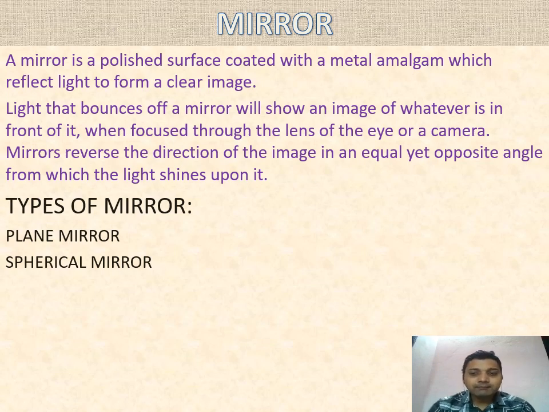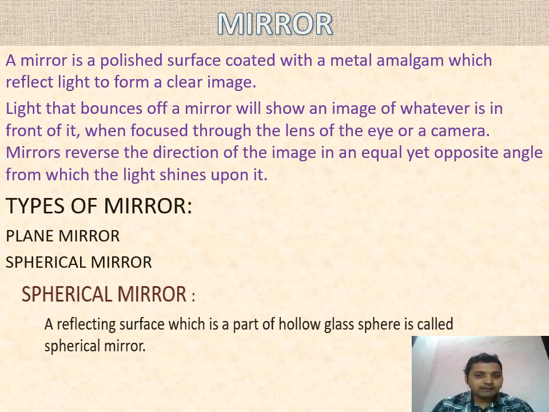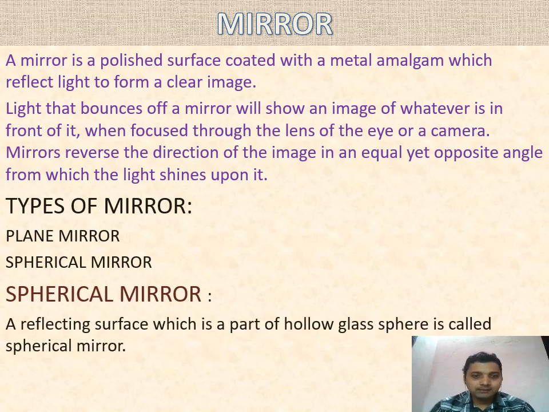And a spherical mirror is one where the reflecting surface is curved, which is a part of a hollow sphere. A sphere is just like a cricket ball. If you take a sphere and cut it into two parts, and either the inner part or the outer part is given a coat, then that will behave like a spherical mirror.